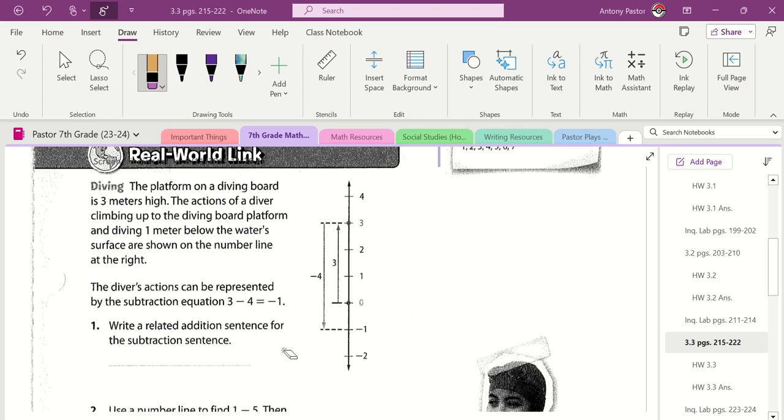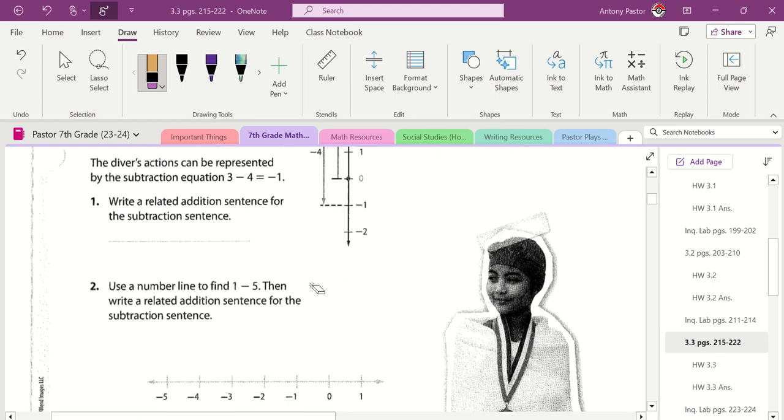Write a related addition sentence for the subtraction sentence. If we did 3 plus negative 4, that would also be negative 1. It's basically what we're doing here.